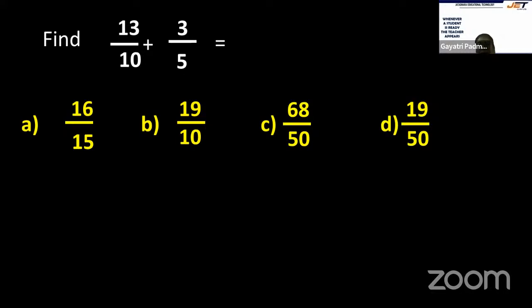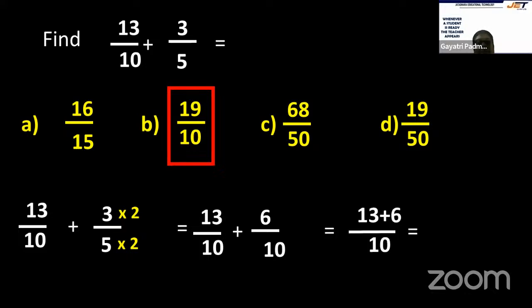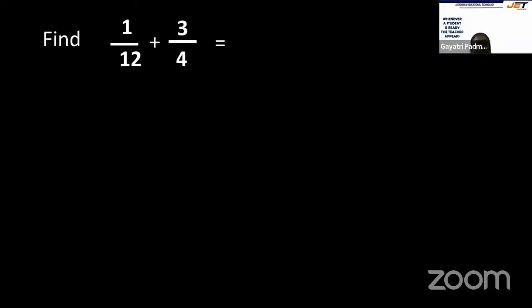So as I told you, you can do it by two methods. One is by taking LCM. The other one is trying to cut it out and bring the smaller number. Okay. All right. So your time is up. Let's see how 19 by 10 is right. So 13 by 10 plus 3 by 5, which is 13 by 10 plus 6 by 10, which is 13 plus 6 by 10, nothing but 19 by 10.